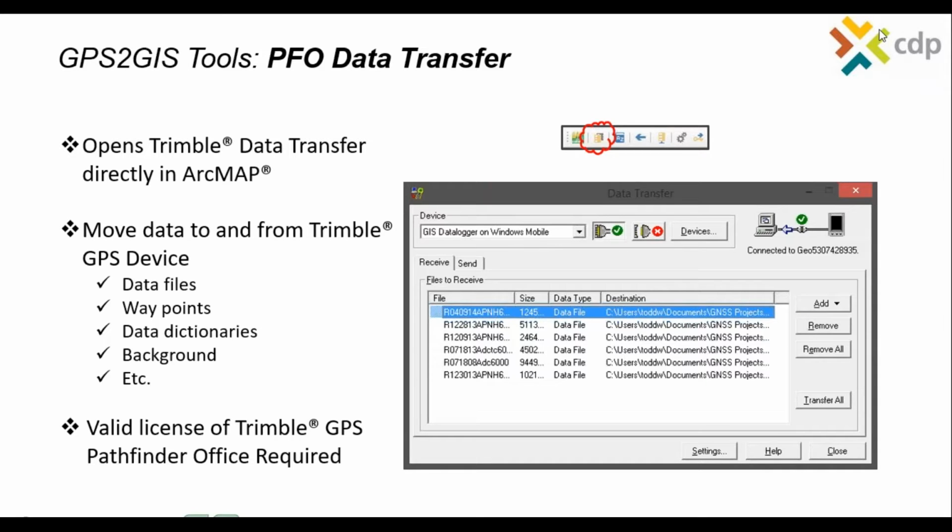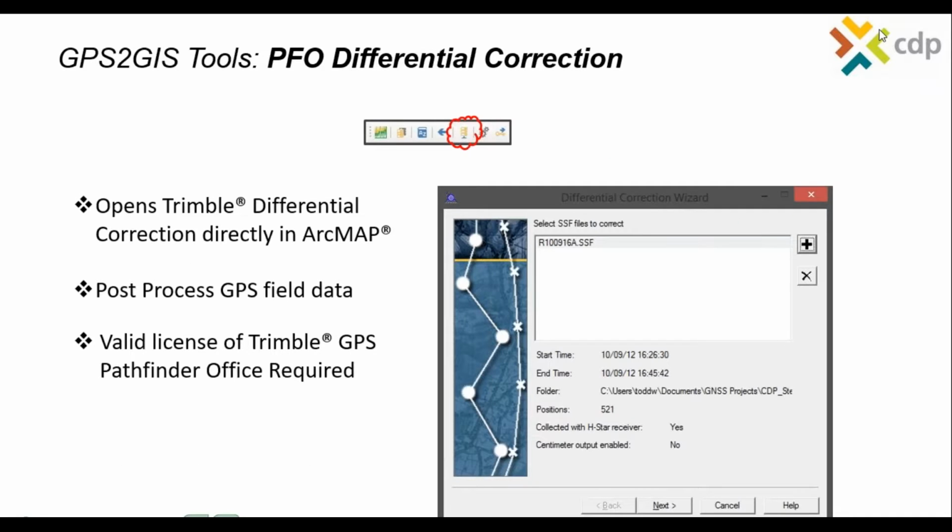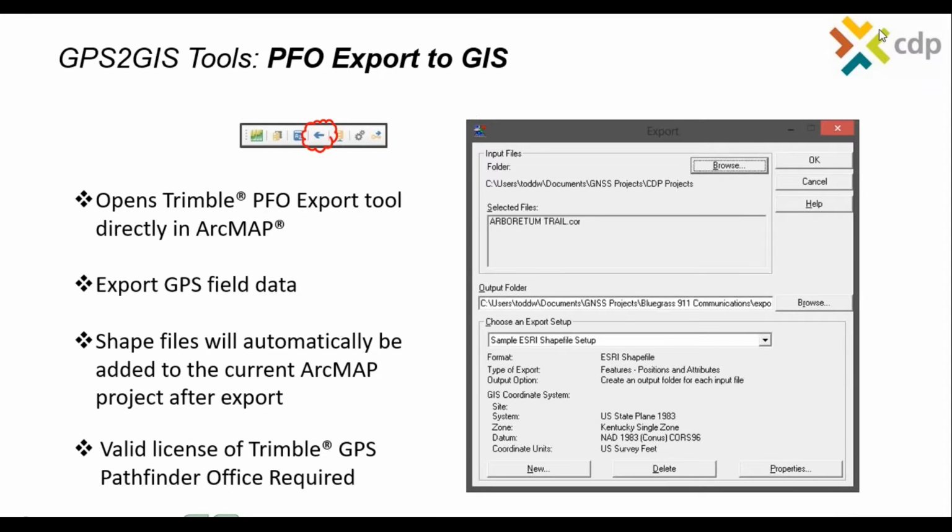The PFO data transfer, which is the second icon, allows you to move data to and from your Trimble GPS device. You can move data files, waypoints, your data dictionaries, backgrounds, etc. The PFO differential correction allows you to correct data that you've collected in the field and do that post-processing. Again, that dialog box opens directly from inside of ArcMap.